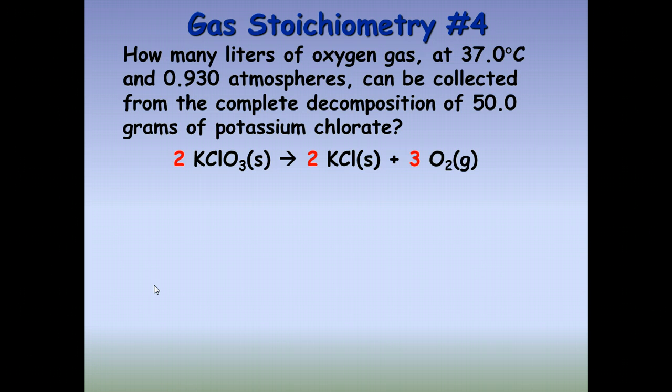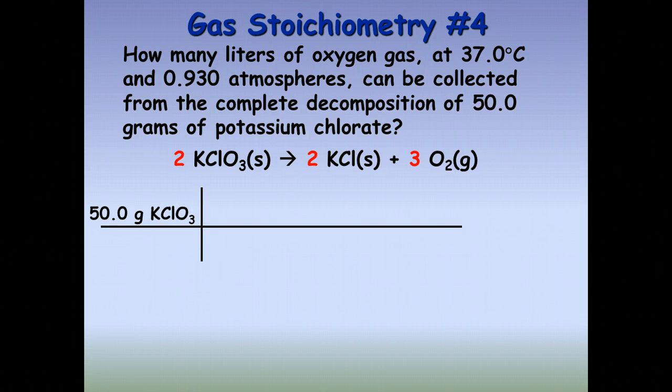Next problem. How many liters of oxygen at 37.0 degrees Celsius and at 0.930 atmospheres can be collected from the complete decomposition of 50.0 grams of potassium chlorate? Same question, but now we're not at STP, so we can't use 22.4 liters for 1 mole. So pause the video here, set it up, see if you can work it out. We are going to have to use what equation? You might want to figure that out based on what you're given and what you can figure out. So pause it here.